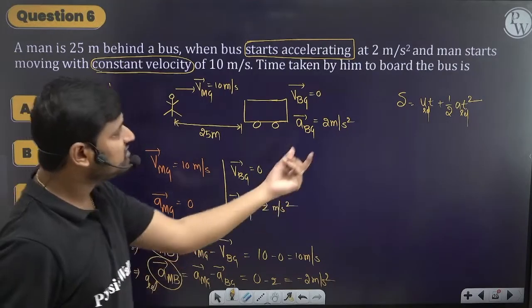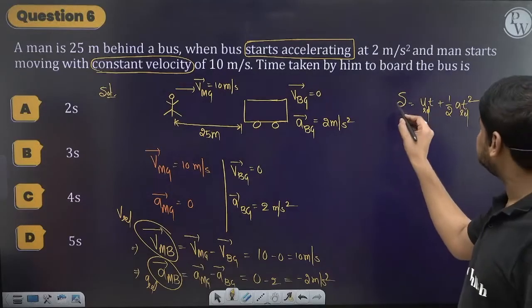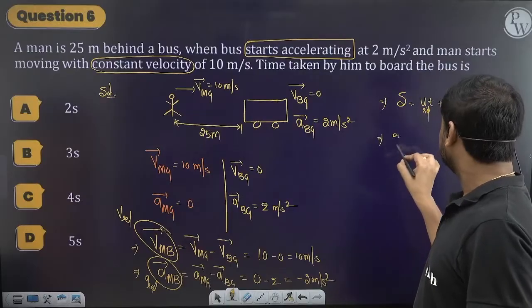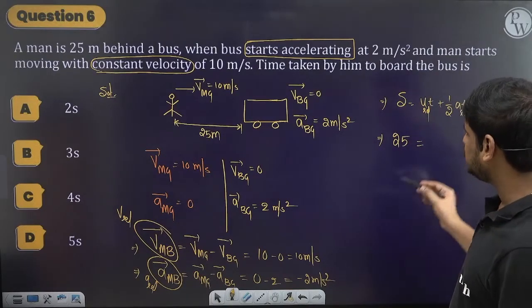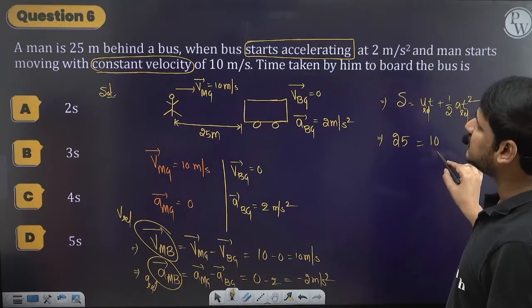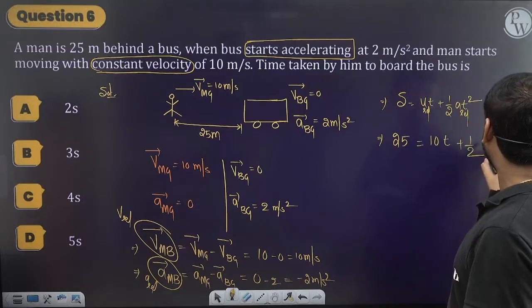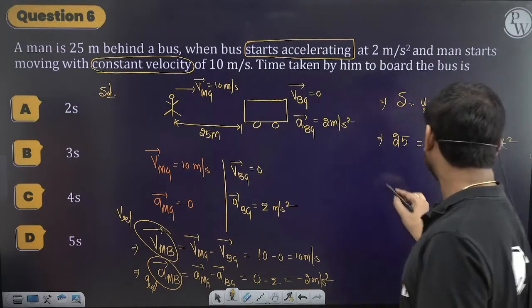Now in this equation, this u is the u relative, a is the a relative, and s is the s relative. How much distance does he have to cover? 25 meters. So consider this as 25 meters, and u relative is 10. We have to find the time taken. So plus half a, where a is minus 2, and t we have to find. Now the simple task.